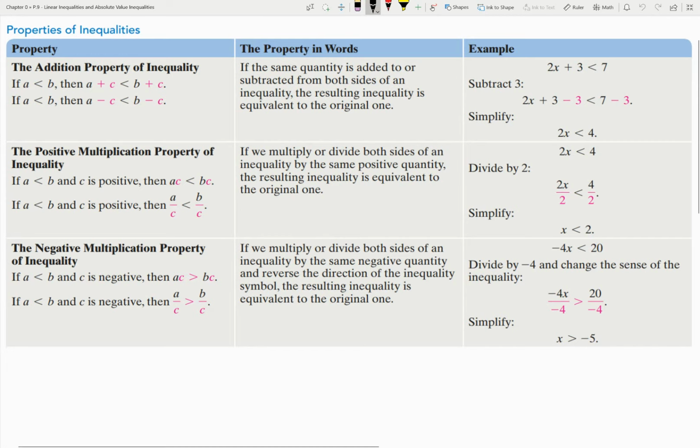So, what properties can we use to isolate the variable? Well, same as if we had a regular equation. We could add something to both sides. We could subtract something from both sides. We could multiply or divide both sides if the multiplication or division is by a positive number. And if it's negative, notice that we go from less than to greater than. We change the sense of the inequality if you multiply or divide both sides of an inequality by the same negative number.